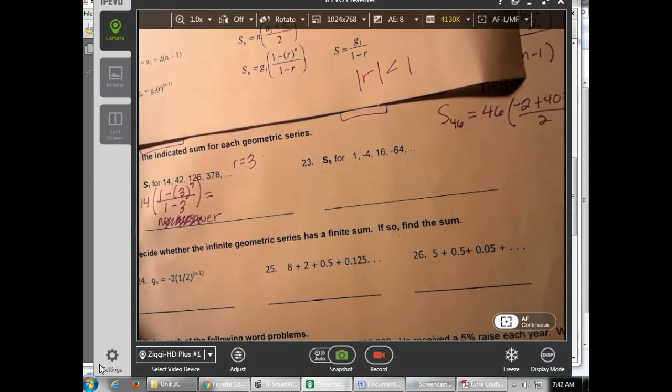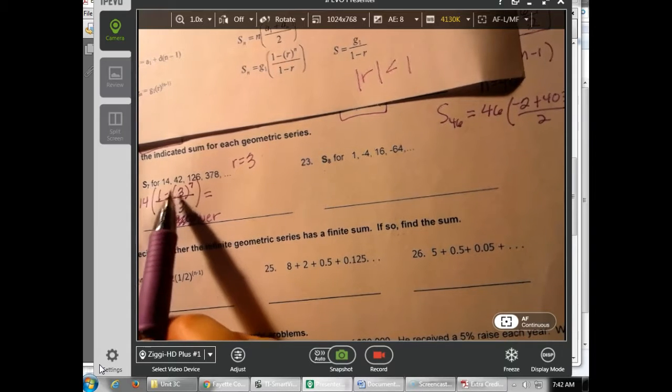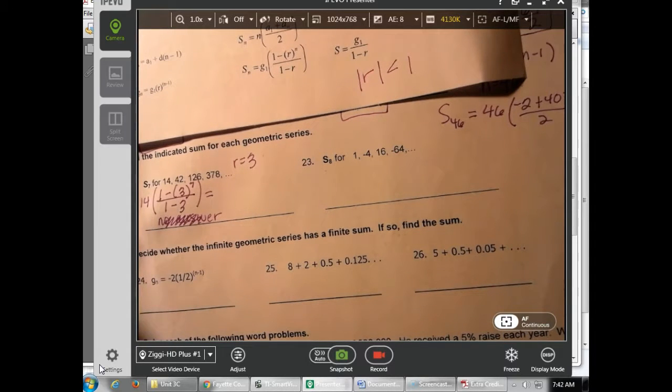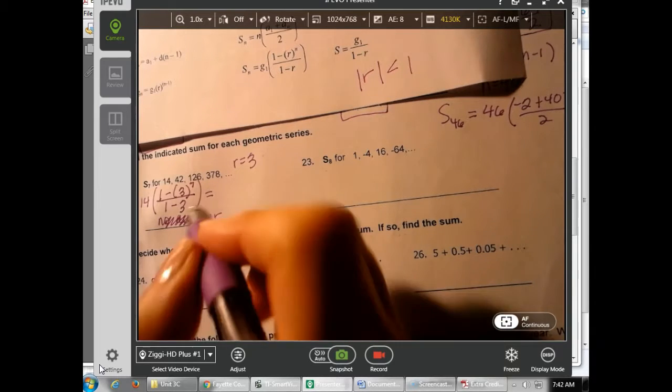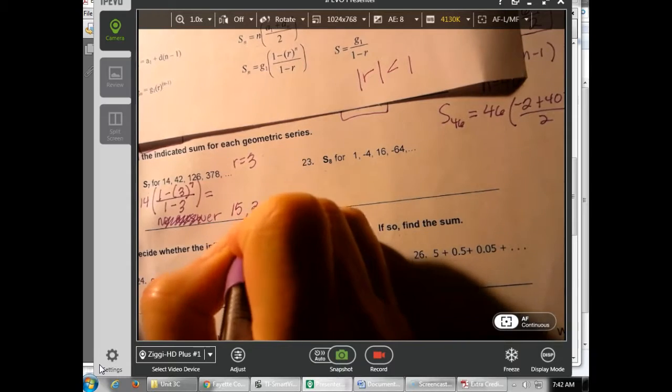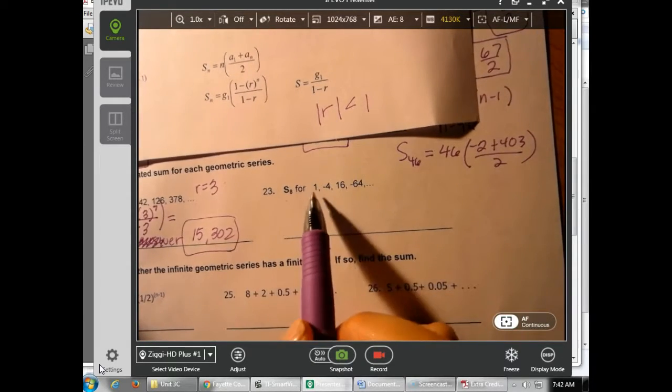I would suggest getting into the habit of doing this in parentheses though, because it will help you when you have a negative. So divide that by -2 and then multiply by 14, and I got 15,302. So this is 15,302.